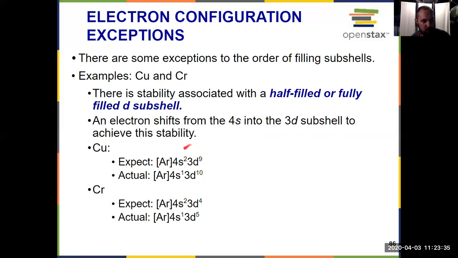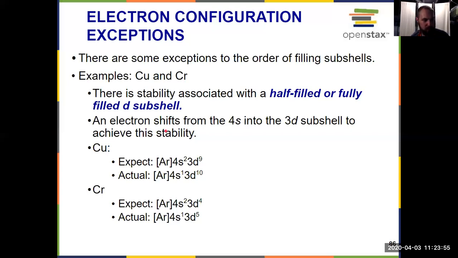But if I shift an electron from the S to the D, now I go to 4s1 3d10. And then I've got a combination of 50% filled and 100% filled. It's more stable. So everything in that copper row you see go to s1 d10. So know that exception. We see the same thing with chromium.